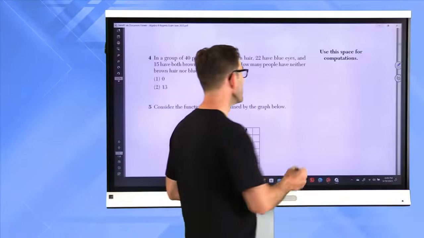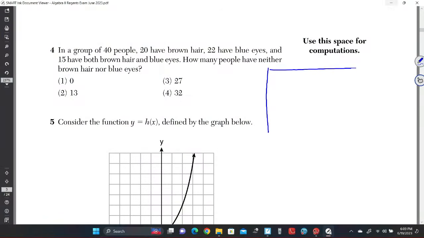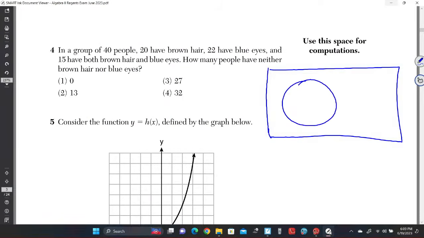So this is what I'm going to do. A Venn diagram is basically you draw a rectangle and you put down your two categories and you label them as circles, okay? And those two categories are brown for brown hair and blue for blue eyes.